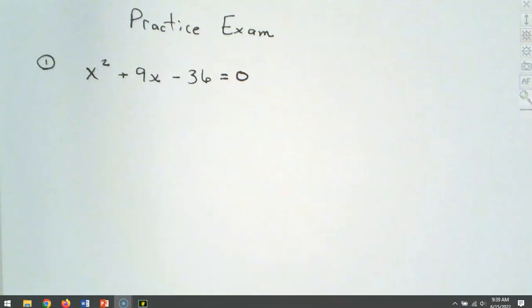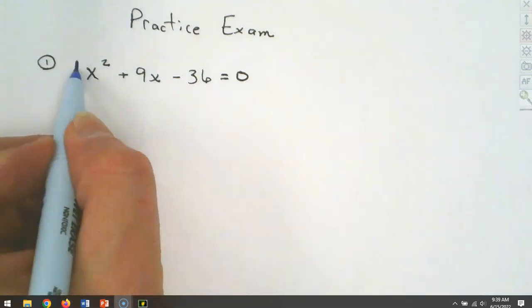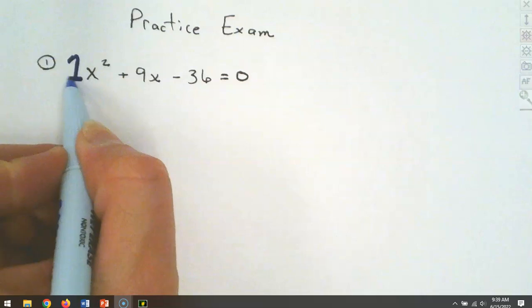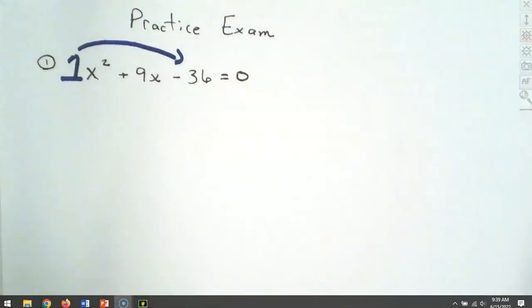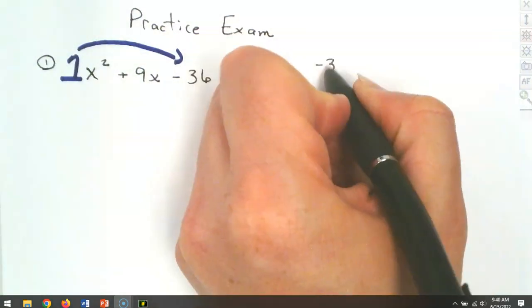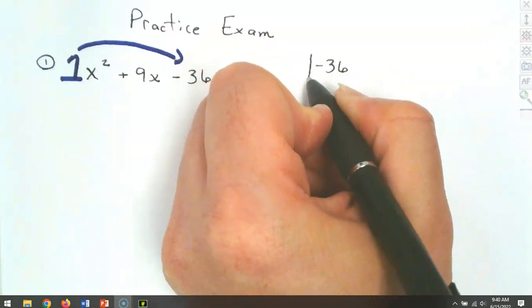So we want to remember how to do zero factor. If I want to do zero factor, I take the first number, and if there's no number there, I add a 1. First number times the last number, and that gives you then a negative 36. And that goes in the box here.